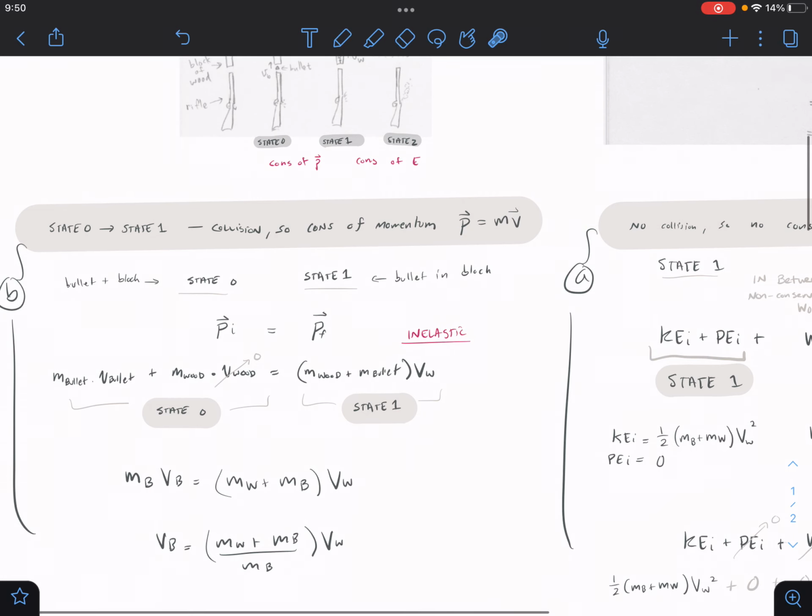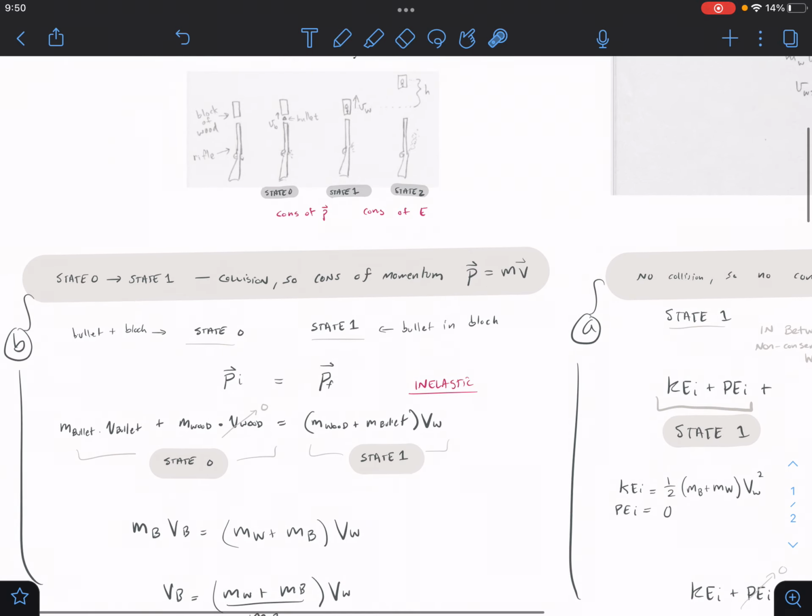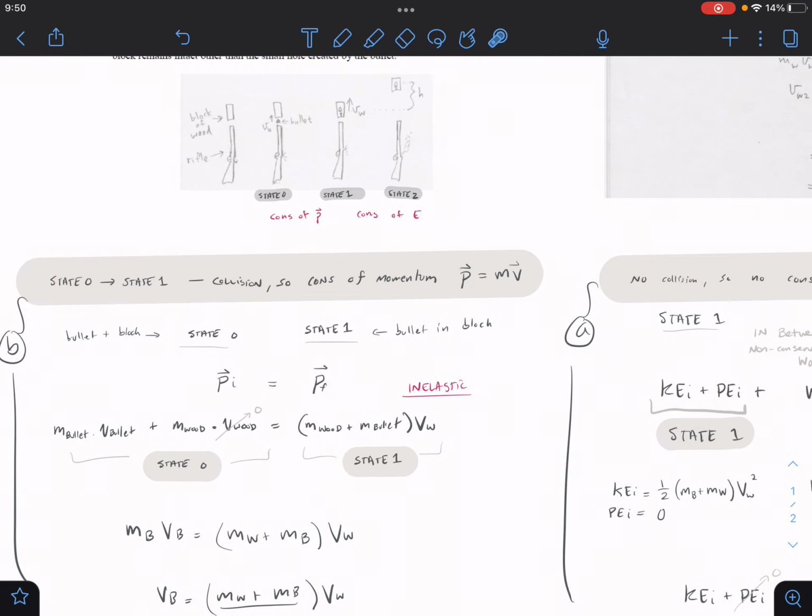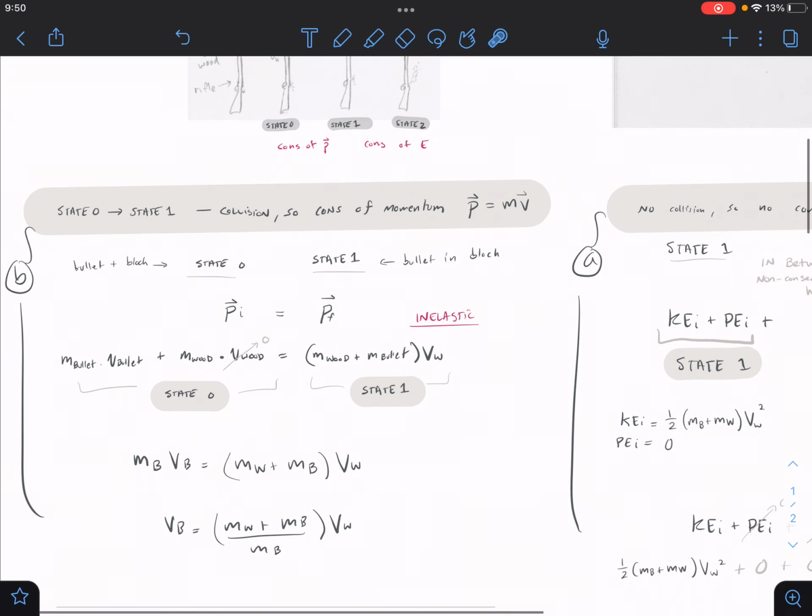Okay, so we have the mass of the bullet times the velocity of the bullet, so each object with mass times its velocity, and then we have the mass of the wood times the velocity of the wood, which is going to become 0. And because it is an inelastic collision, they're going to stick together, so it's going to be the two masses times their shared velocity here. So when we set up our equation and cancel out those pieces, this is what this looks like.